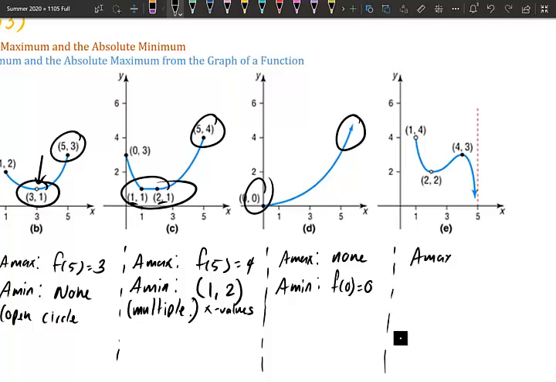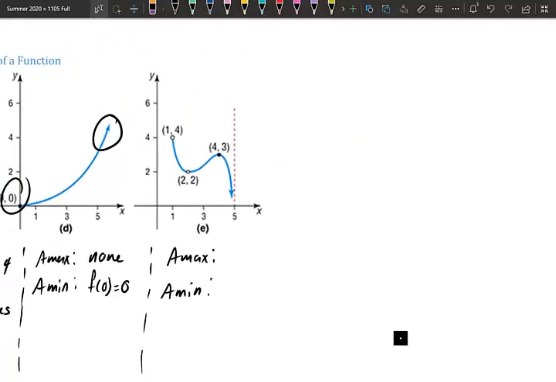I want you to pause and try doing this one. It is a trick question, so be careful. Alright, I hope you tried it. So let's go to the highest point. I don't care if there's other points. Go to the highest point. It's open circle (1, 4), so there's none. Now I go to the lowest point. It's an arrow going down, so there is no minimum.